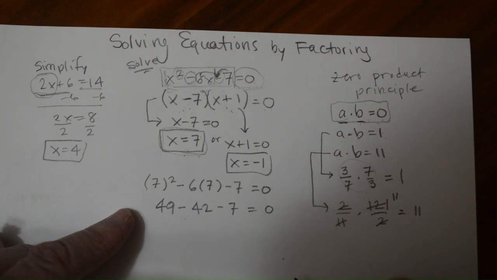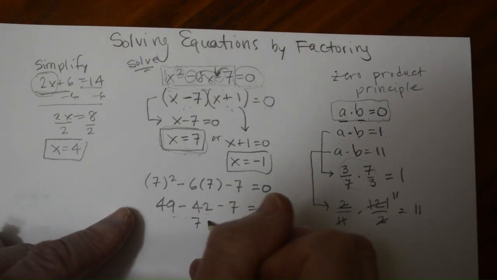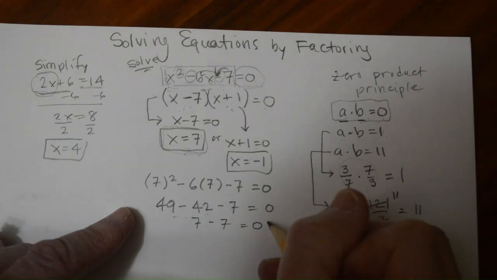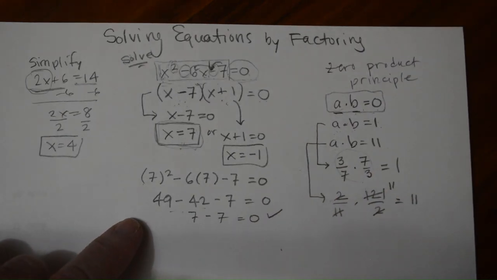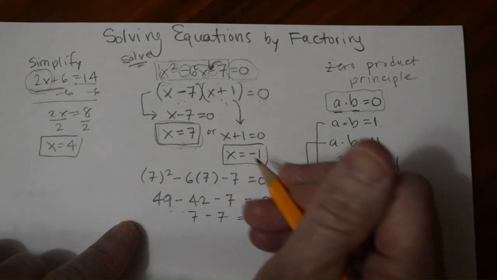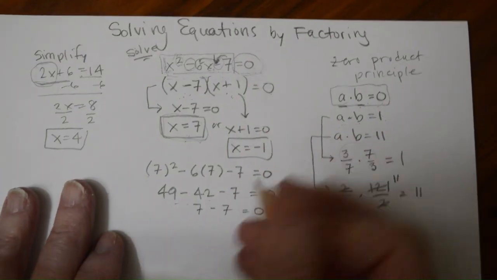That's what it's asking us. 49 minus 42 is 7, and 7 minus 7 does equal 0. So that verifies that 7 is a solution. All right, let's do the same thing for negative 1 to verify that that's a solution.